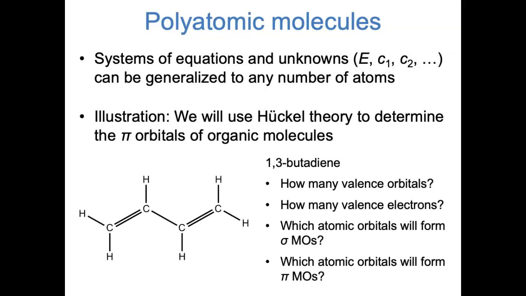As a first example, we'll look at this molecule, 1,3-butadiene. And before we even get to the quantum mechanical picture of this molecule, I'd like you to think about these few questions from the perspective of the Lewis structure. In this molecule as a whole, how many valence orbitals are there? How many valence electrons are there? And which atomic orbitals interact to form the sigma system and pi system of molecular orbitals? I'll give you a few seconds to think about that, and I suggest hitting pause and taking as much time as you need.